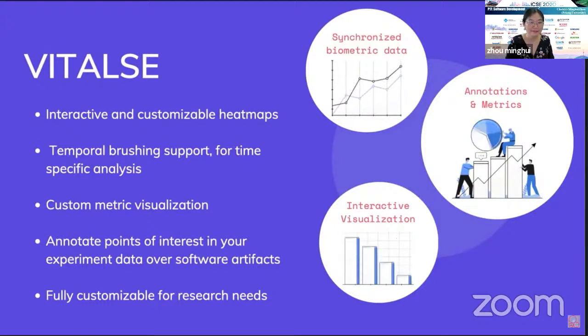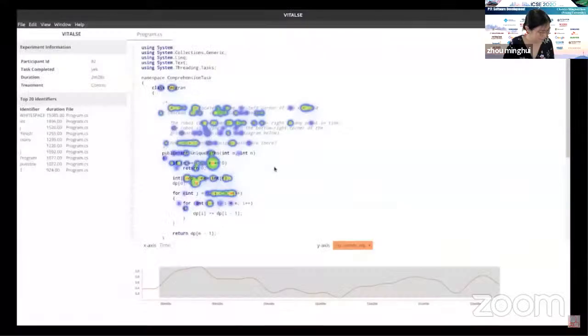Vitals also allows researchers to annotate points of interest in their experiment data, and it displays custom metrics to support their analysis. Here is the main screen of Vitals. I already loaded a sample dataset which contains the eye tracking and brain imaging data of a participant reading a C# file. In this example, we are using data from an FNIR device.